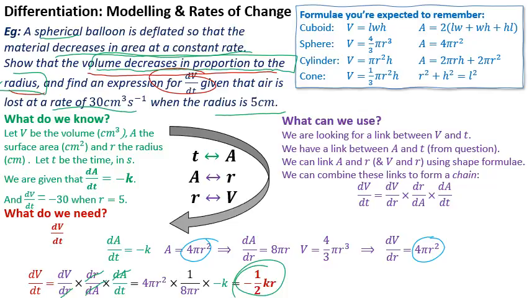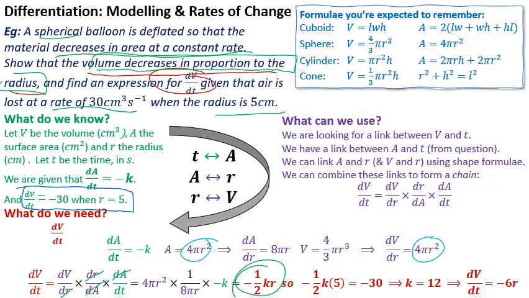The next thing to do is to find an expression for dV by dt, given the additional information they told us. Air is lost at a rate of 30 centimeters cubed per second when the radius is 5. That means dV by dt equals minus 30 when the radius equals 5. This was the bit that we wrote down earlier over here. dV by dt is minus 30 when r equals 5. Worth coming back to that. If you get bogged down in the middle of a question, if you've already carefully looked at and written down everything that you need in a useful notation, then it makes life a lot easier later on down the line.